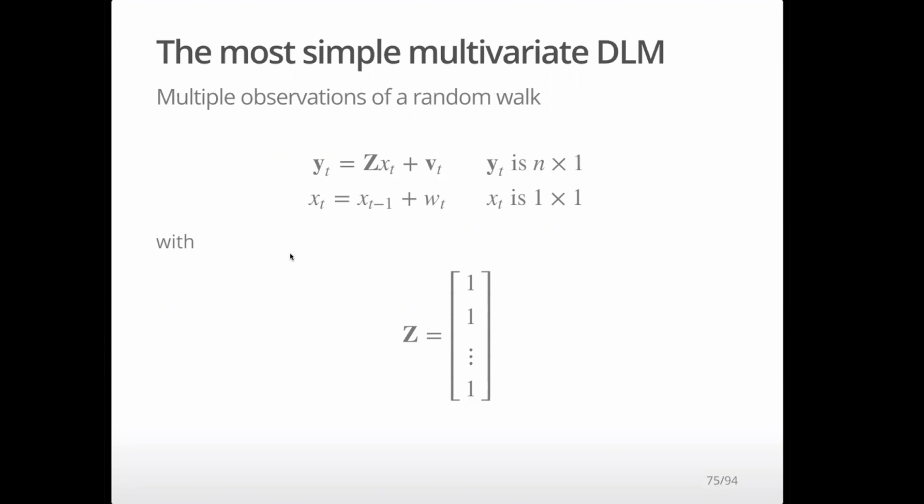Okay. So this is, in MARSS terms, just multiple observations of a random walk, right? I wrote this out originally where this was kind of a stochastic level. Just think of this as X, and this being your standard random walk. No different. So the most simple multivariate DLM is just multiple observations of a random walk.